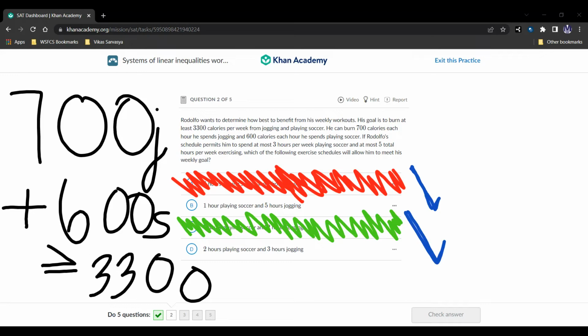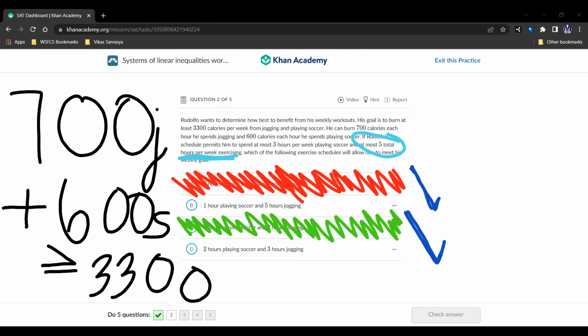Well, we need to read the question again to make sure that we really internalize what the question is saying, right? You need to make sure you get it. It says at most 5 total hours per week exercising, right? From like a usual person, we'd probably see at most 3 hours per week playing soccer, and then you'd be like, oh, well, that means that we spend at most 5 hours jogging, right? Like that's just a logical connection here.